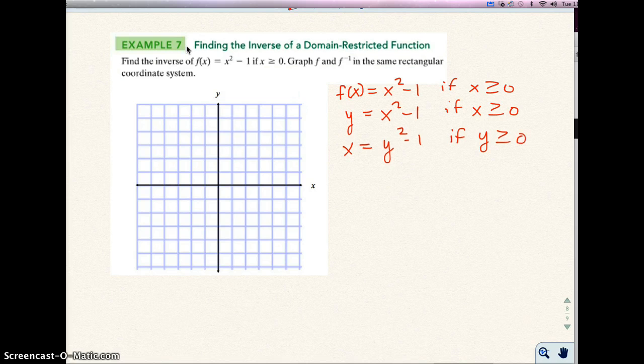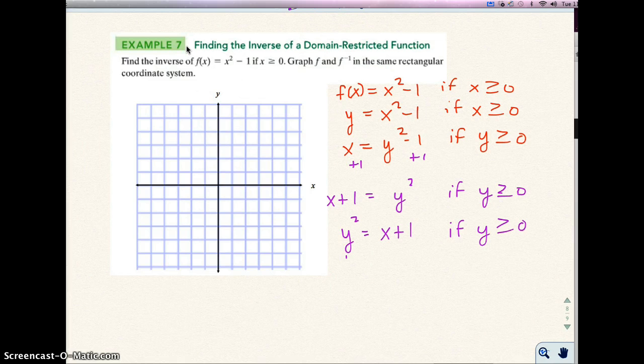Now I'm going to solve for y. I'm going to add 1 to both sides. I get x plus 1 equals y squared. I'm going to square root both sides. Before I do that, let me just recopy this, just reverse it, it's a little bit easier to see. And then I'm going to do the square root property. I get y equals plus or minus the square root of x plus 1.